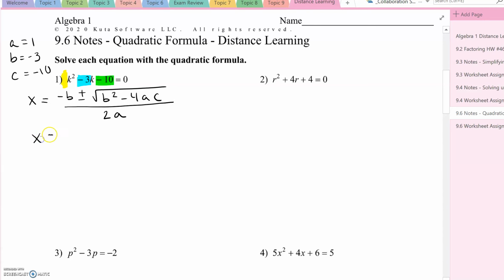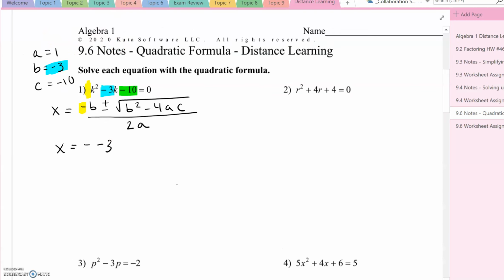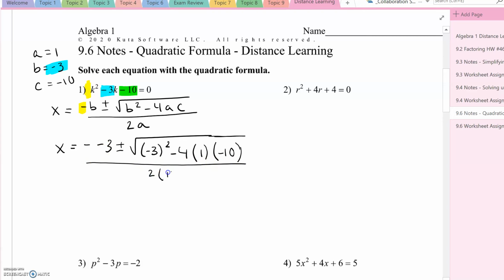So we have x equals negative from this negative, and then negative 3 from this. So negative 3 plus or minus the square root of negative 3 squared, because that's our b value, minus 4 times a, which is 1, times c, which is negative 10. Make sure that all those numbers are underneath the radical, all over 2 times a.